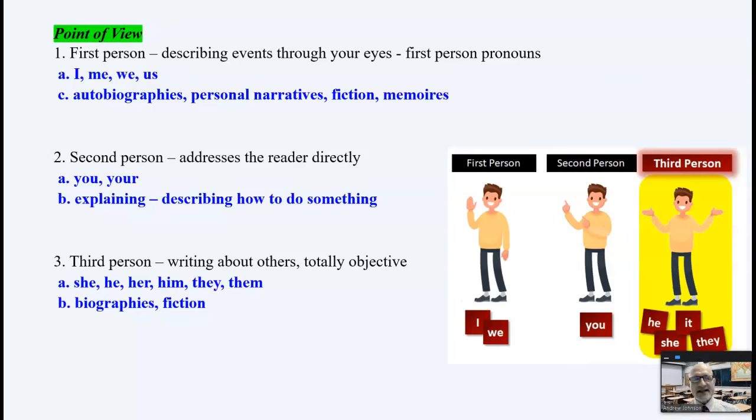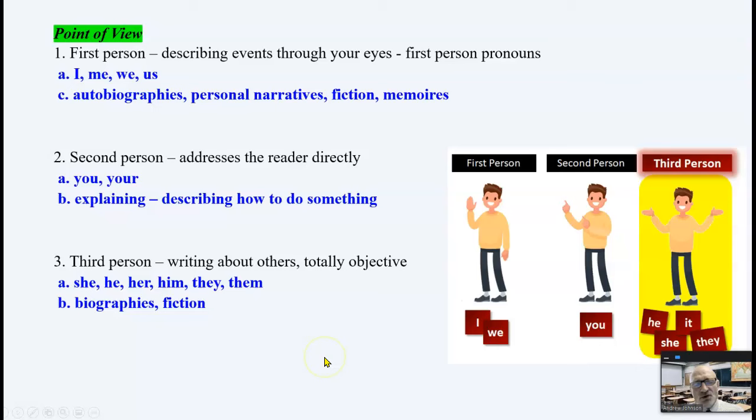Also, I'm not assuming that everyone knows what point of view is in writing. First person, describing it through your eyes. And that's where we use the I, me, we, us. Autobiographies, personal narratives, fiction, and memoirs. Now, in most academic writing that I've been doing for years and years, there is none of that. You hide behind the timid third person lens, but I'm changing that a little bit.